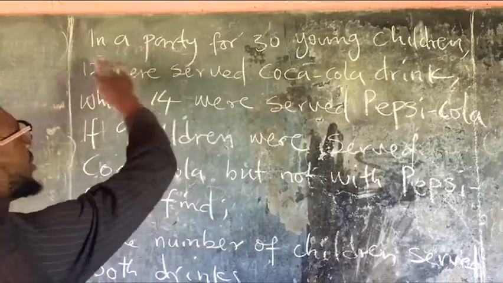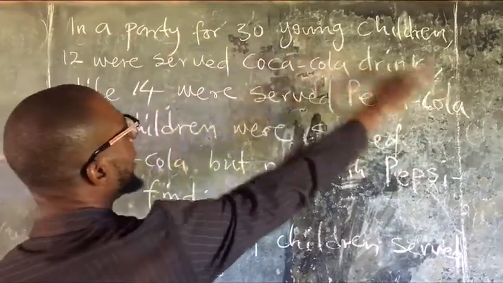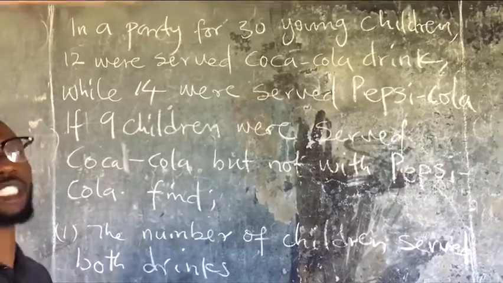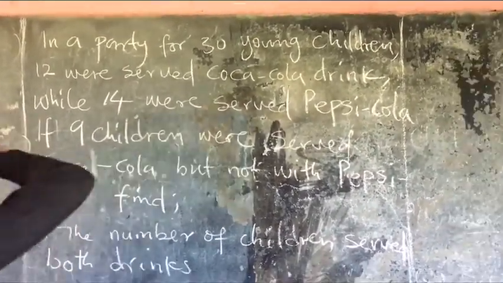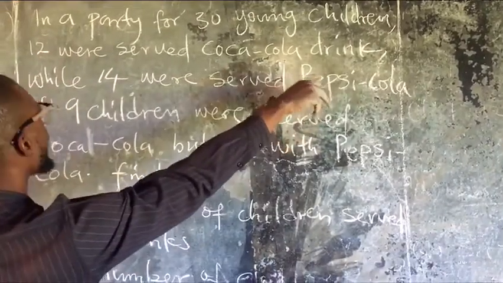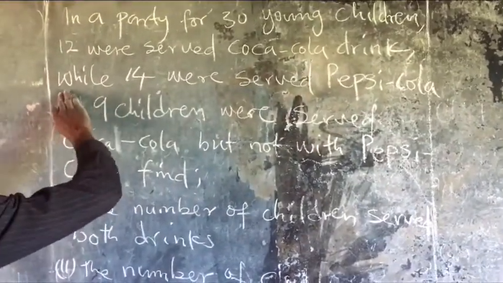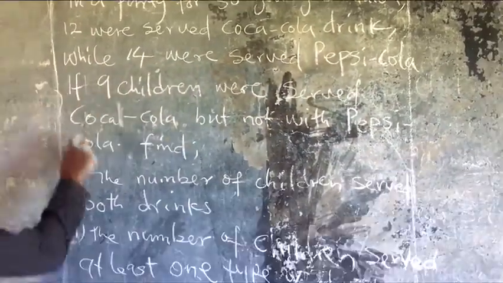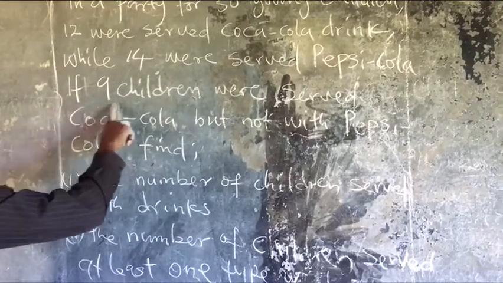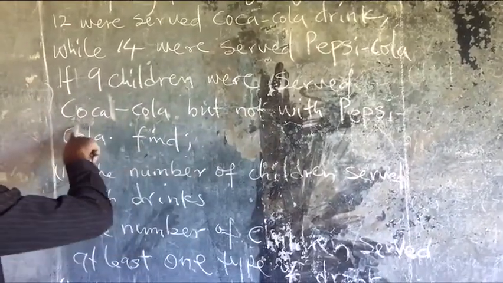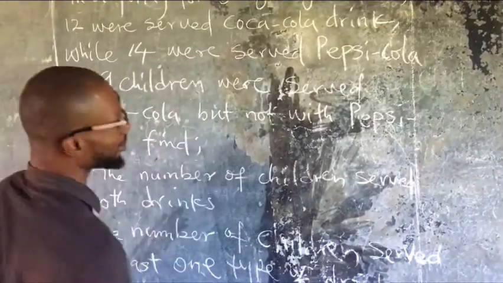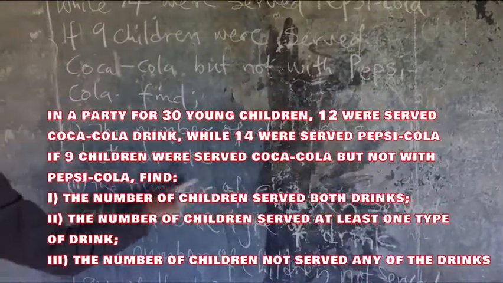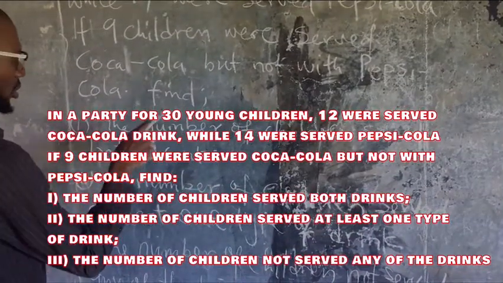For this party, in a party where we have 30 small children, the party is a birthday party. 12 of them were served Coca-Cola drink, while 14 were served Pepsi Cola. Now, 9 children were served Coca-Cola and were not given Pepsi. We are asked to find the number of children who were served both drinks.